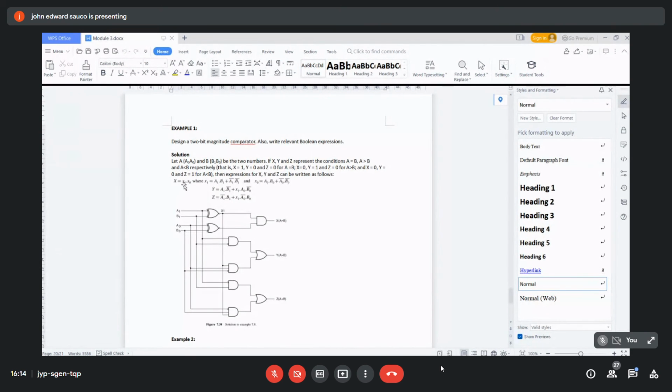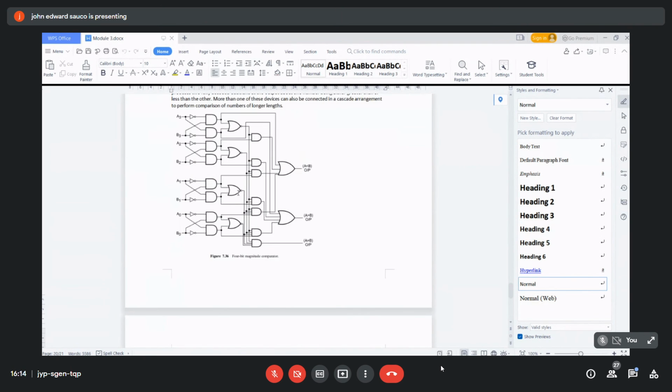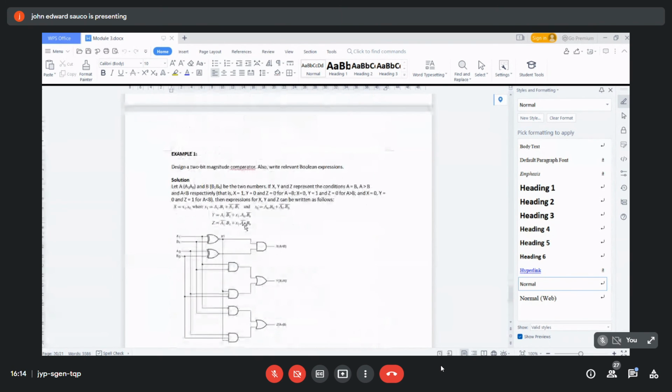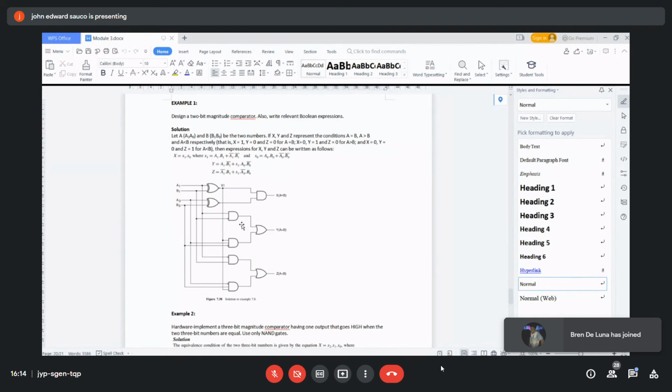Dahil siya is 2-bit lang, so x1, x0. Okay? A1, A0. And then dito is, yung Y natin is may x1 dito. So, dito rin, is dito naman is kung gaano kahaba. Ayan. Dito is hanggang x3, kung is hanggang x1 lang. And then dito rin is yung Z is hanggang x1.